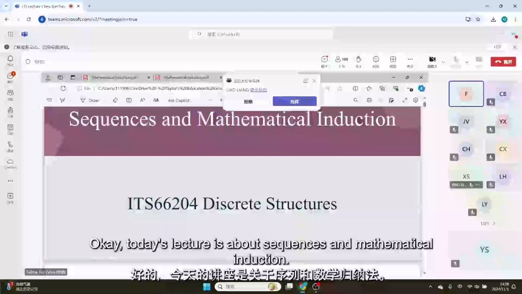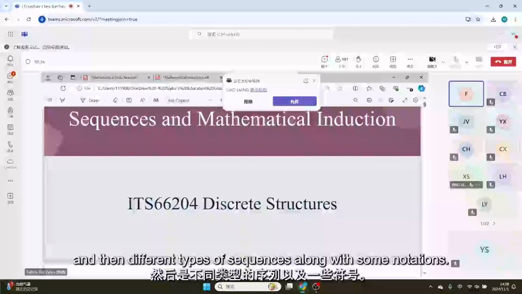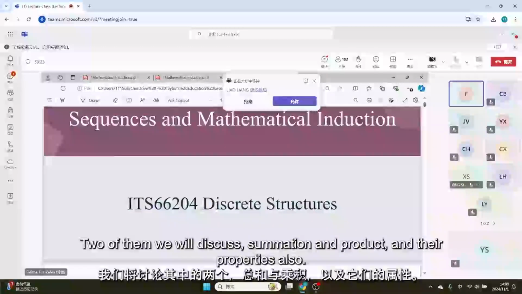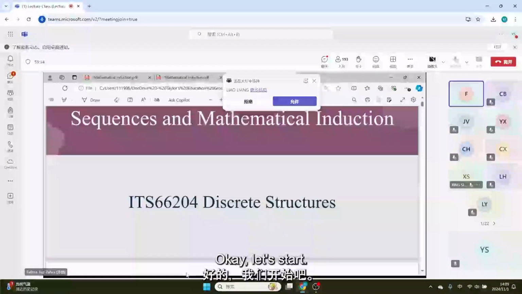Today's lecture is about sequences and mathematical induction. First, we will look at what sequences are, the main components of sequences, and then different types of sequences along with some notations. Two of them we will discuss, summation and product, and their properties also. Okay, let's start.